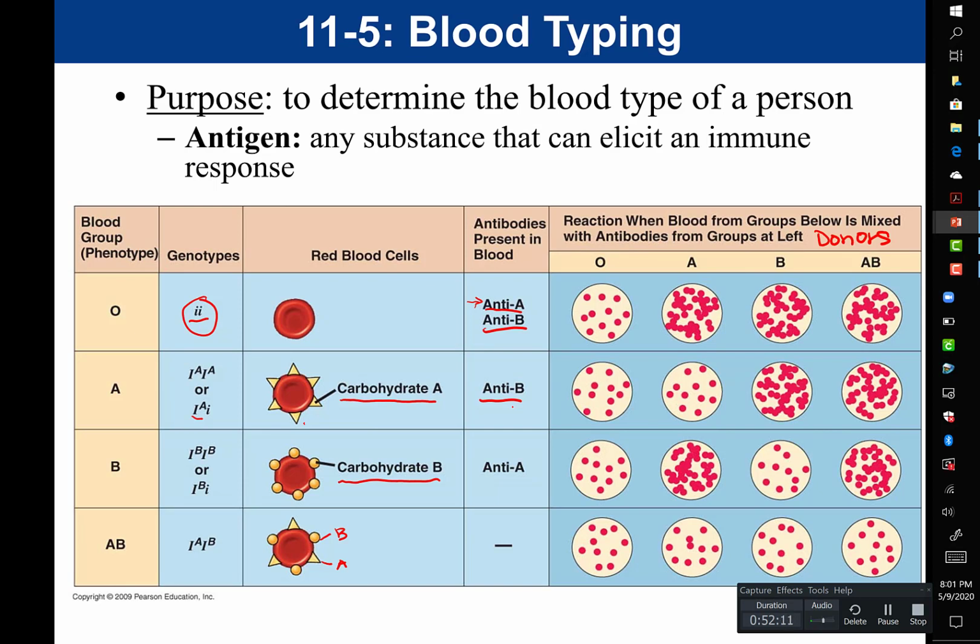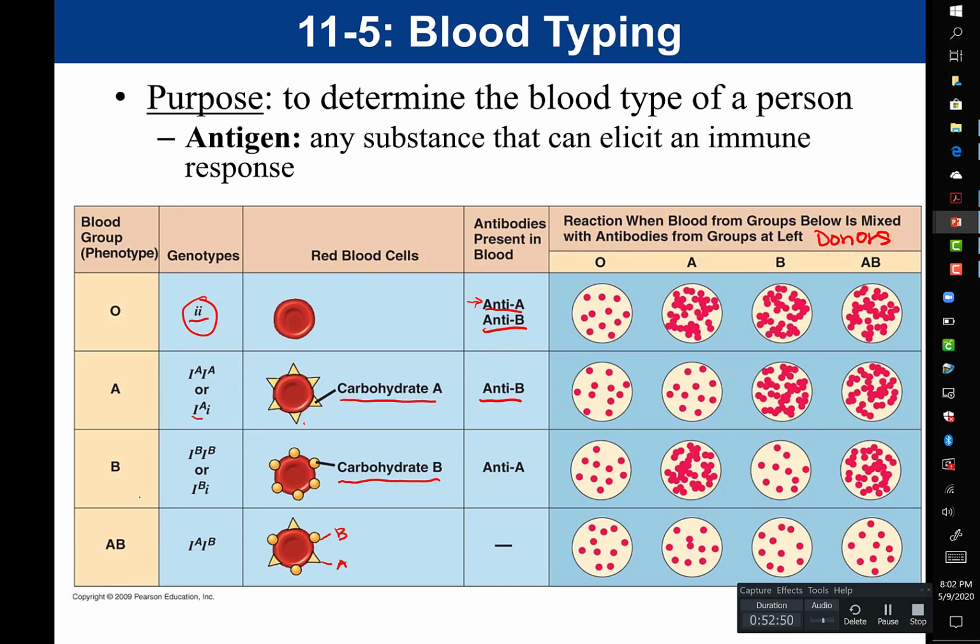So if you are type A and you're getting a blood transfusion, you can receive O because, again, O is naked. There's nothing on the surface of the blood cell for the body to react to as being foreign. So you can receive O. You can receive A because A is seen as self, but you can't receive B and you can't receive AB because in both cases that B carbohydrate would be seen as foreign, because if you're A, you make anti-B antibodies.